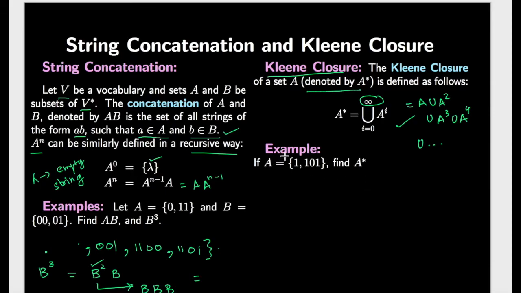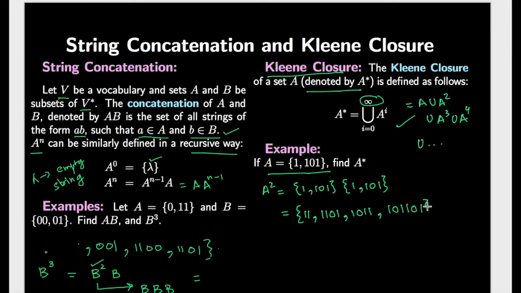Okay. Now let's see what is the Kleene's closure of this. So what is A squared? A squared is 1101 concatenated with 1101. So this is equal to 11111101, then 1011, then 1011101, then 1101101.